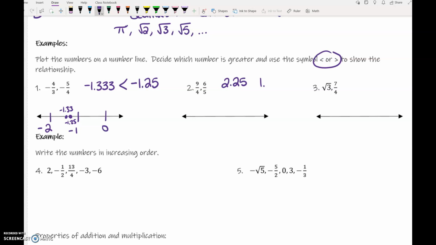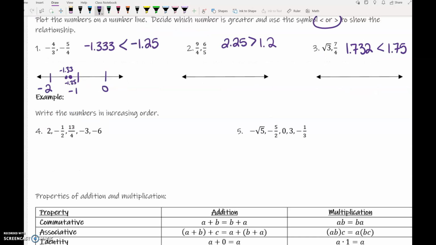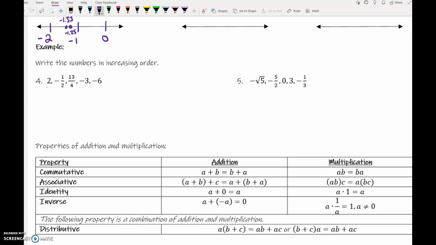6/5, that's 1.2, I think. Yeah. Which one's bigger? 2.25. And on number 3, I want you to plug those into your calculator and decide which one is bigger. On your assignment, it'll give you a problem like number 4, but then it'll give you multiple choice answers. So what I would do on number 4 is just record what each of these numbers is.